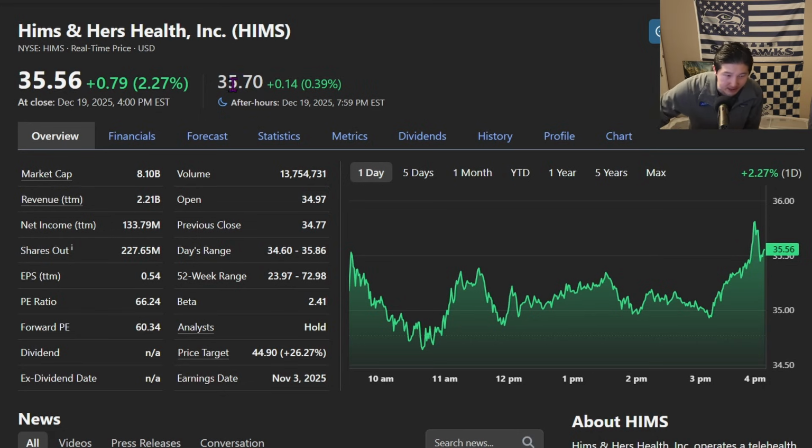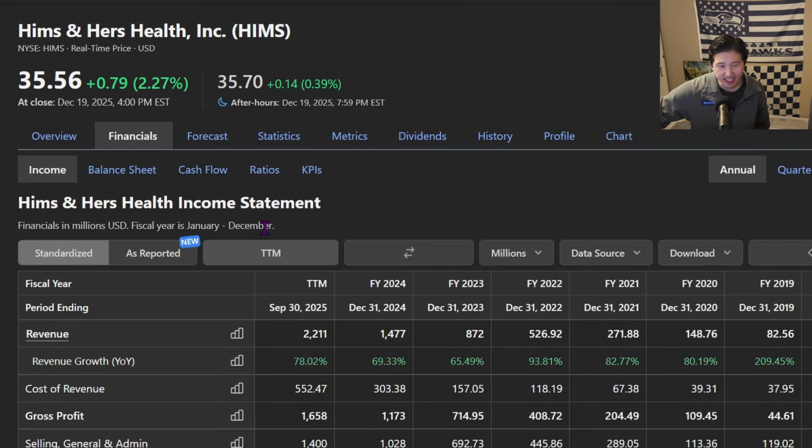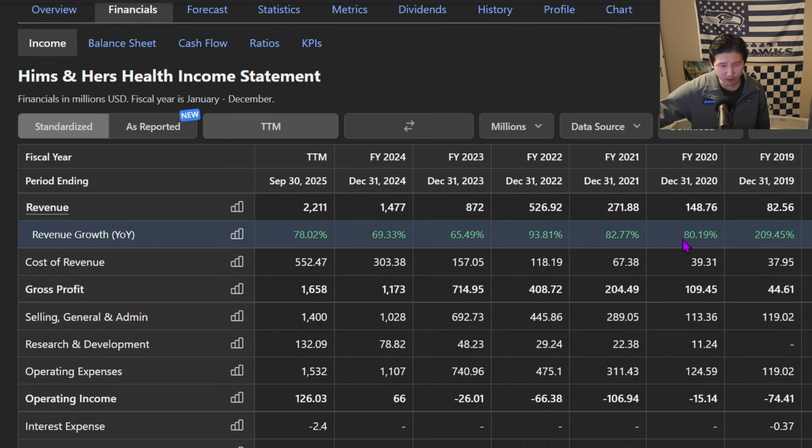As cheesy as it might sound, their PE ratio is 66, but the growth rate of their revenue year over year is 78%. And if Hims and Hers Health can stay consistent in executing 60 or even 70% growth in their revenue year over year, buying them when their PE ratio is 66, I don't think it's a terrible idea, because when you look at their own DNA and timeline, their revenue growth rate is 200%, 80%, 82%, 93%, 65%, 69%, and it's only improving.